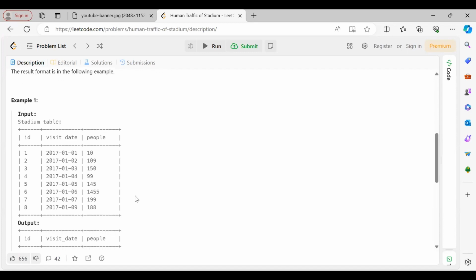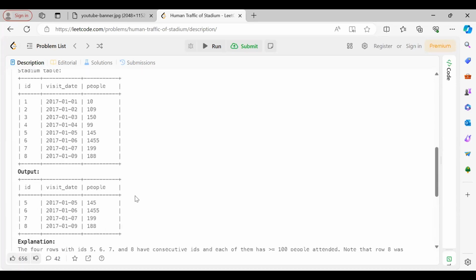Now come to the next day. That is 5th, 145. Yes, this qualifies, more than 100. 1455 on 6th. This also qualifies because it is more than 100. Again, 199. This also qualifies. So certainly my IDs 5, 6, 7 qualify because these are consecutive IDs, and the number of people visiting is more than 100.